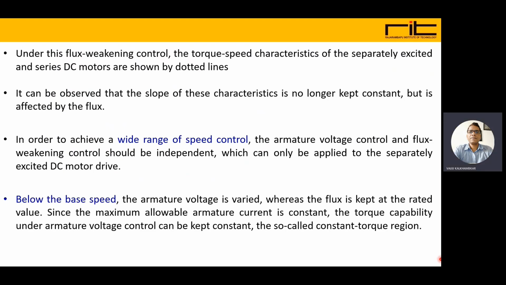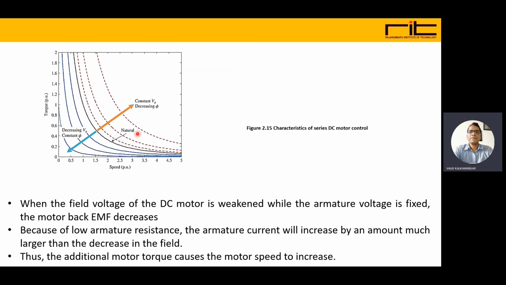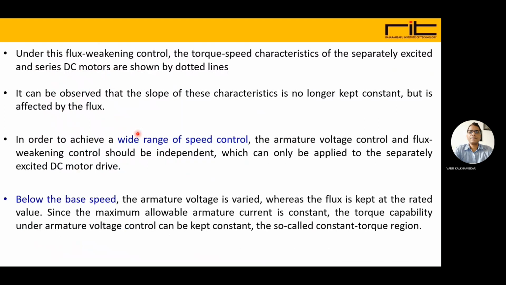Under flux control or flux weakening control, the torque speed characteristics of the separately excited and series DC motor are given in the graph here. You can see here with the dotted lines. It can be observed that the slope of these characteristics is no longer kept constant but is affected by the flux. In order to achieve a wide range of speed control, the armature voltage control and flux weakening control should be independent, which can only be applied to a separately excited DC motor drive very easily.